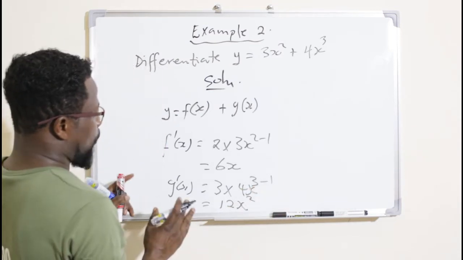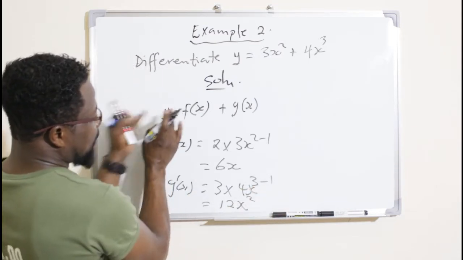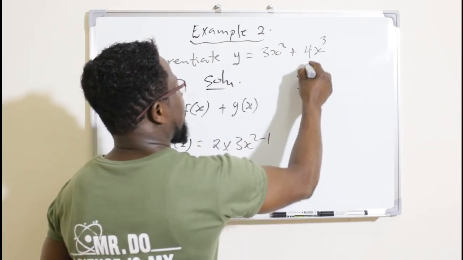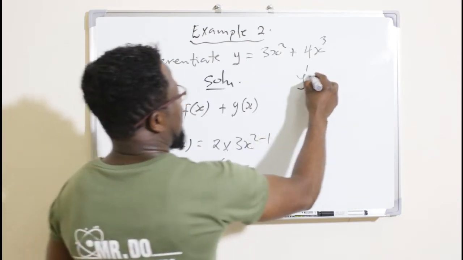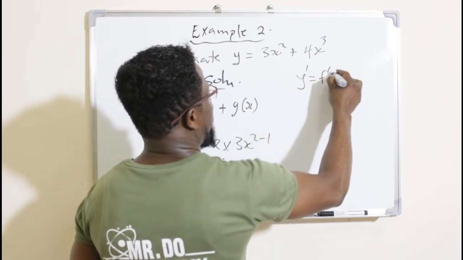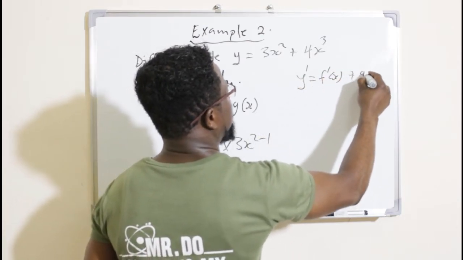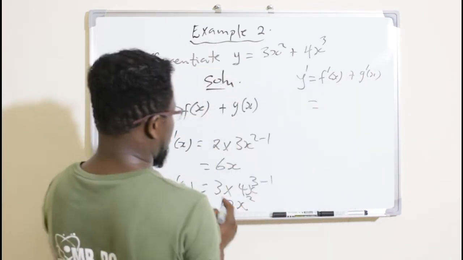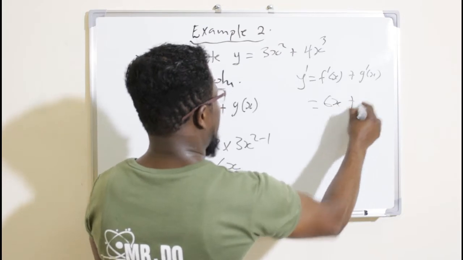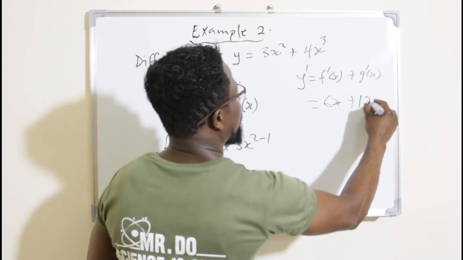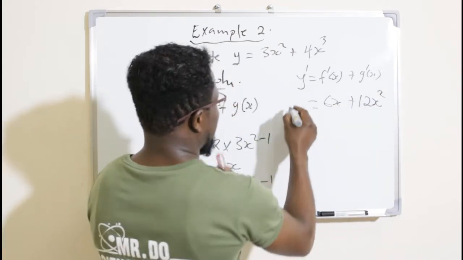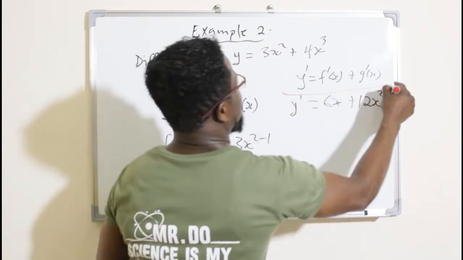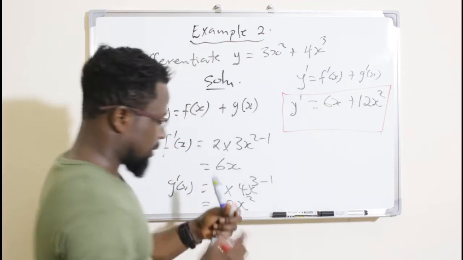So finally, I'm taking now the whole function, which is this, and that is going to give me f prime of that plus g prime of this. And that is just simply 6x plus 12x squared. And that becomes the y prime of that particular one. Yes, so that becomes my answer.